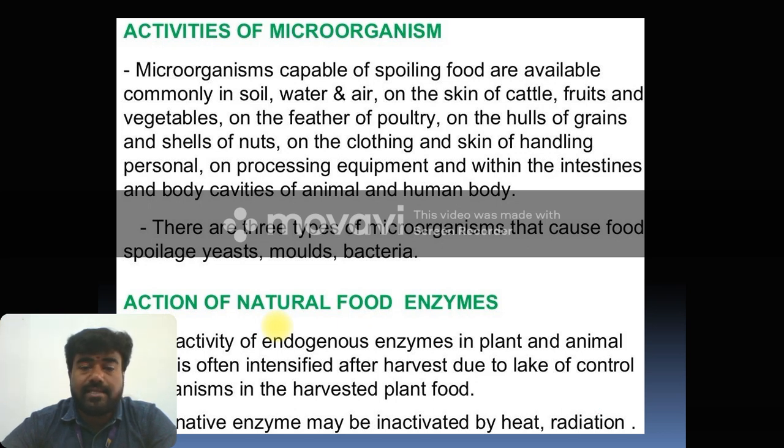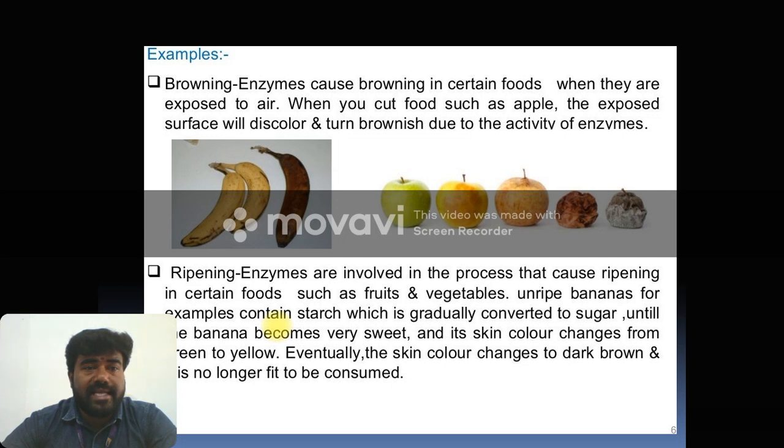Then the action of natural food enzymes. These are the endogenous enzymes in plants and animals. First of all, you should know what endogenous and exogenous mean. Endogenous means inside the food content. Exogenous means outside the food content. These are the common factors. Then what are the examples? Enzymatic browning of vegetables, as in the banana, where brownish colors appear on the surface. Then ripening, with some enzymes involved in the ripening of certain fruits and vegetables. These are the main examples.